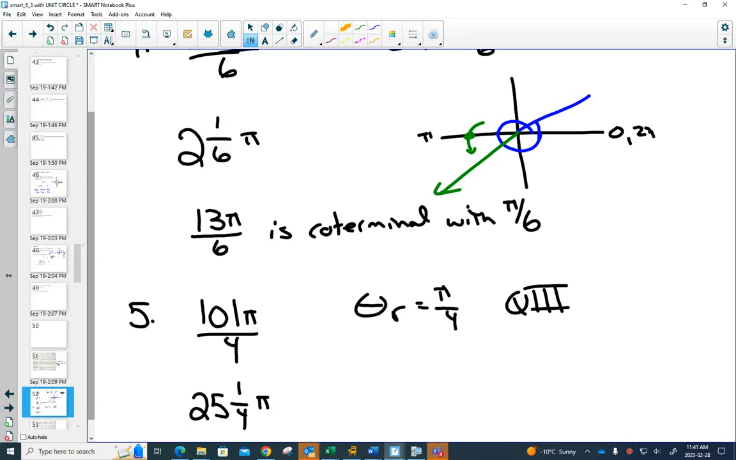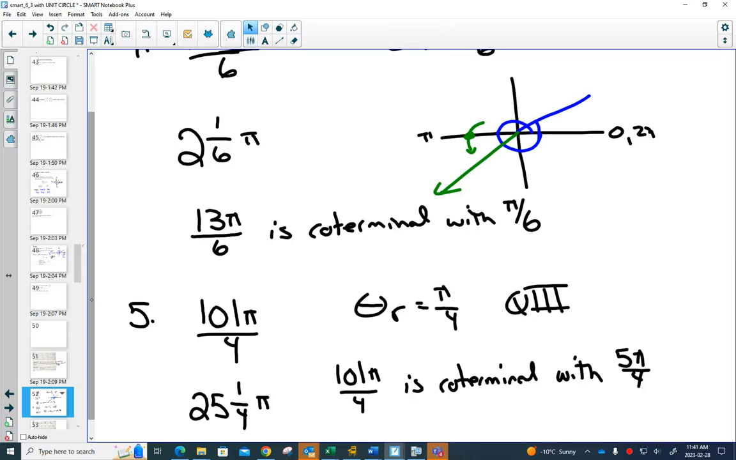Knowing your reference angle and knowing what quadrant it's in, you can now say that 101 pi over 4 is coterminal. What is our pi over 4 family in quadrant 3? 1 more than the denominator. So that idea at the beginning where I said you can use the pattern that in quadrant 3 the radians is always 1 more than the denominator, that helps us here figure out that that's coterminal with 5 pi over 4.